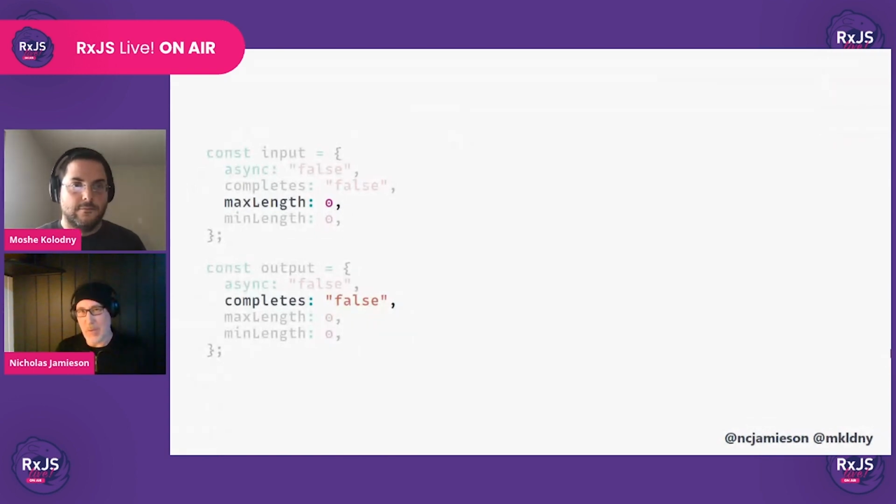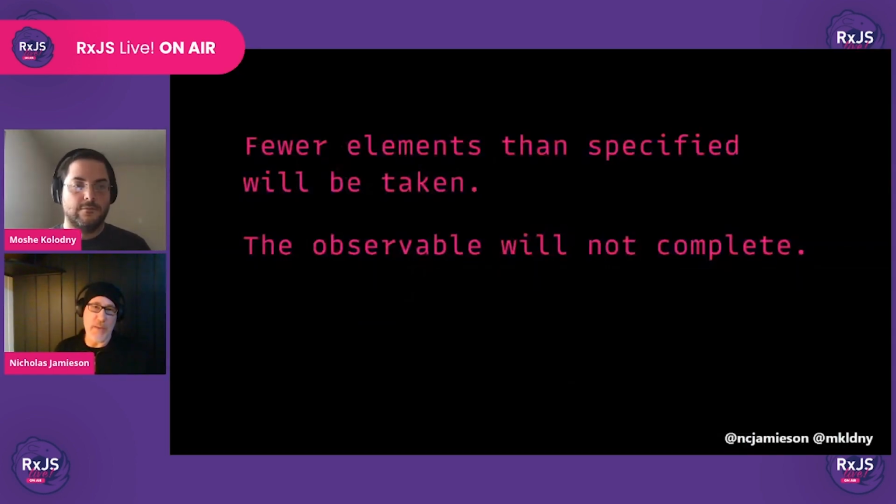Now, a lot of times people use a take operator, expecting it to take this thing and then complete the source, and that's going to trigger the unsubscription and all sorts of other things. But if it doesn't have the elements there to take, it's not going to complete, and that could affect some other unusual behaviors if you're expecting the take to affect an unsubscription. So the rules that we have for this take operator will affect 2 warnings when it's used in that context. It will say fewer elements than specified will be taken, and also the observable will not complete.